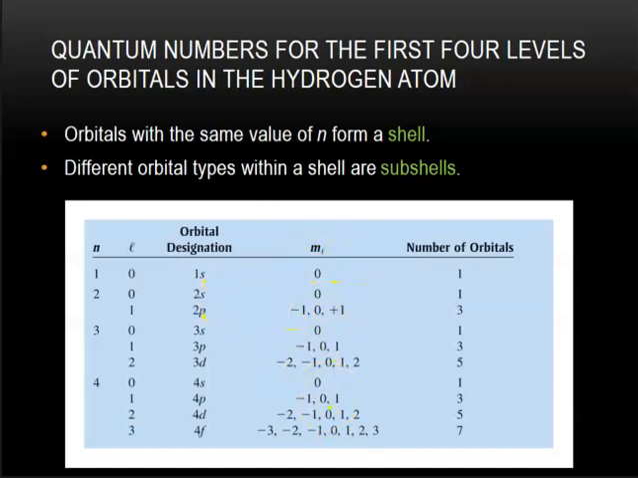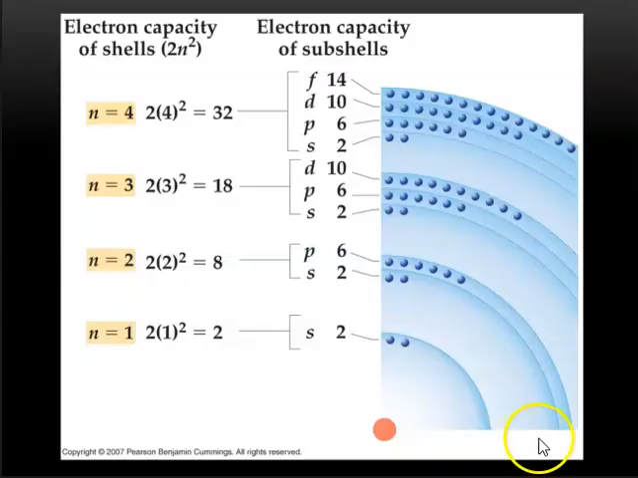Remember the slide I showed you a little bit earlier where I told you how to calculate how many electrons can fit into an energy level? I said it was 2n squared. That still is absolutely true. When n equals 1, there are 2 electrons. When n equals 2, 8 electrons. When n equals 3, 18. When n equals 4, that's 32.